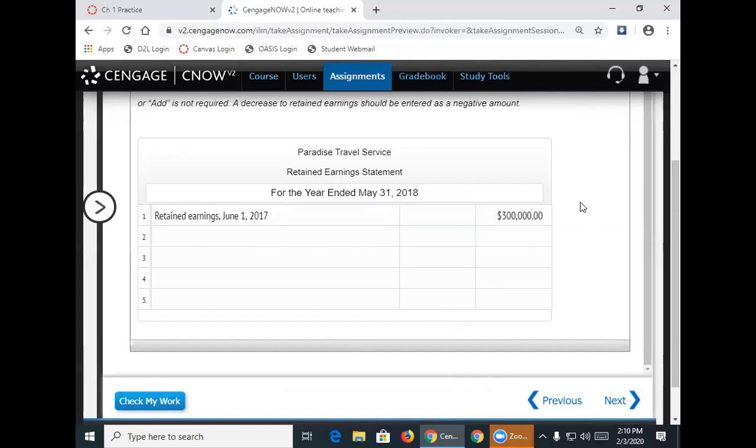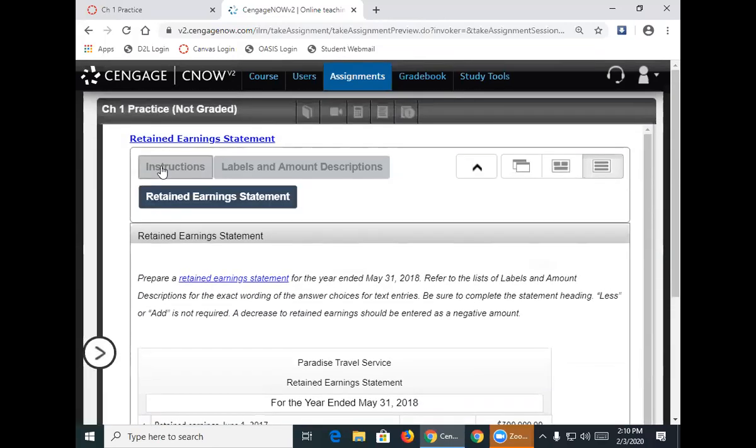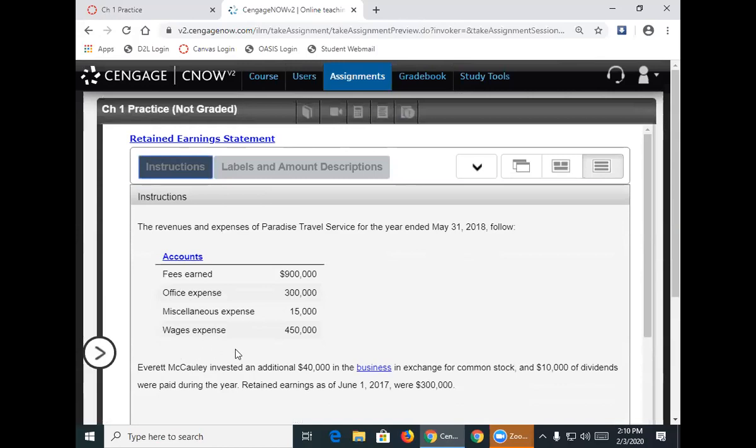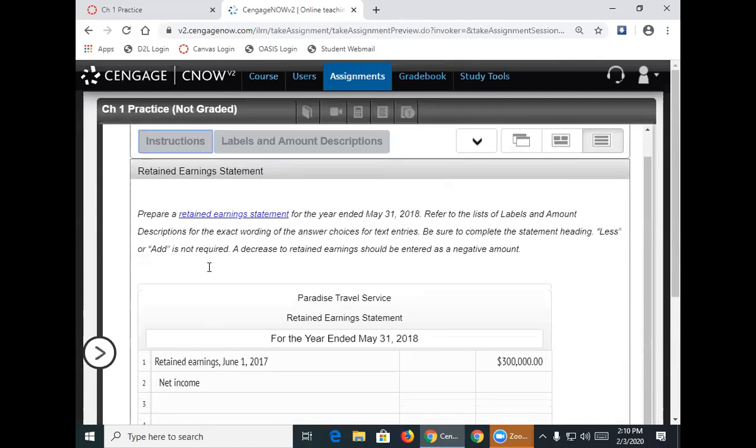The first thing we do is we put in the net income on line 2. Net income. And we have to calculate that in this case because they didn't tell us what our net income was. So on my instructions, I know it's revenues minus expenses. So I would take my revenue of $900,000 minus $300,000 minus $15,000 minus $450,000. So I'm calculating that net income. And when you do that, it should be 135,000. So net income is 135,000.